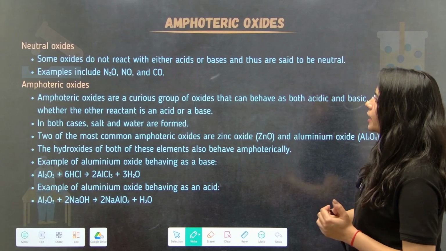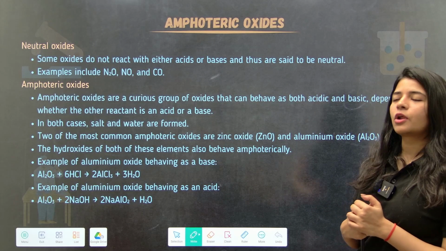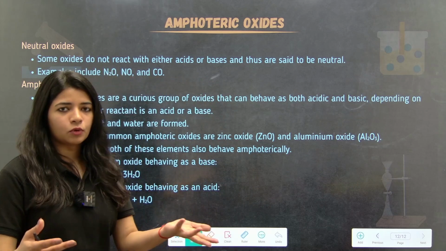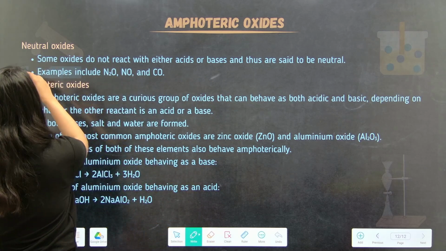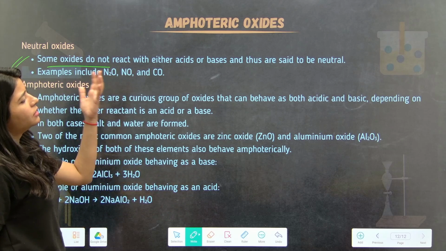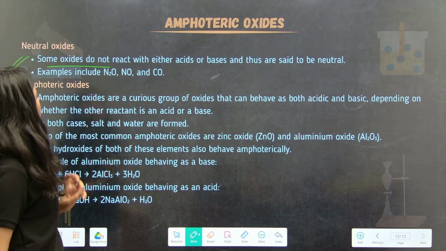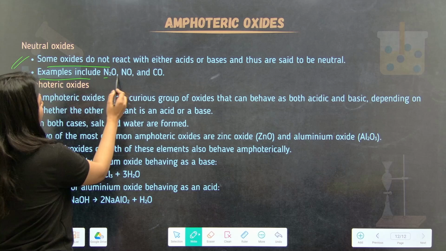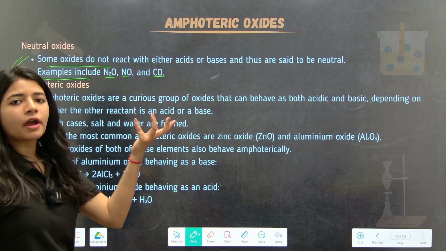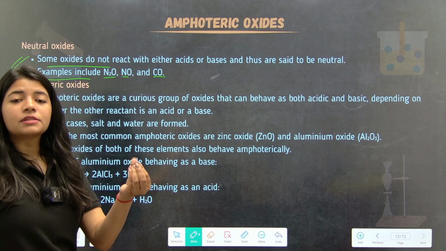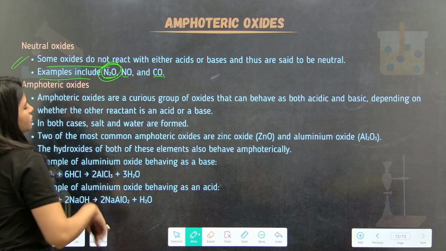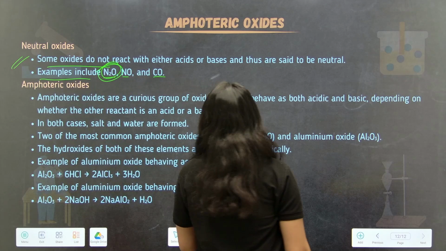So this is your next slide, wherein we are going to talk about your amphoteric oxides. Now, as the name suggests, amphi means both, okay? So let's understand neutral oxides. Some oxides do not react with either acid or base and thus are said to be neutral. Some examples include N2O, NO, and CO. Now, let me give you a fun fact about N2O. N2O is the laughing gas, okay? You can research about it a little more if you are interested.